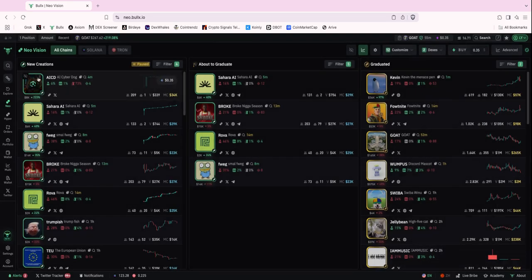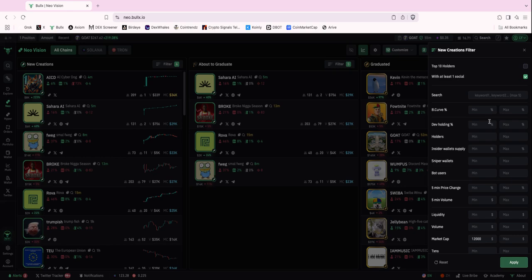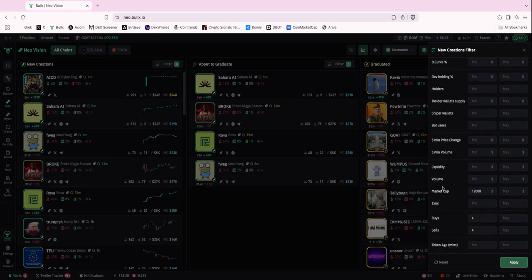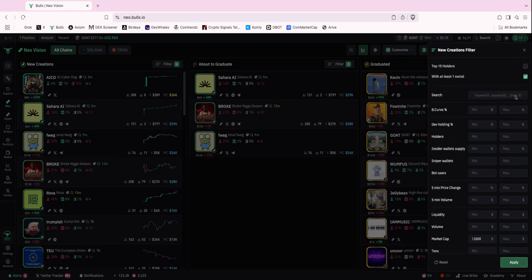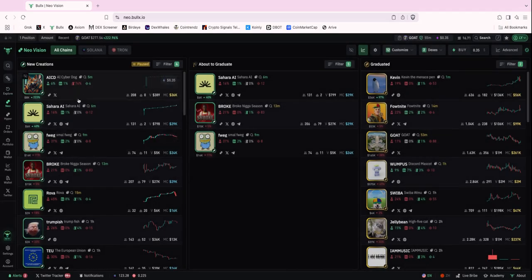And then here for new creations, I set this again with kind of minimal filters, but I set my market cap at 12,000, mostly because I don't want to see a ton of new coins that launch at 4 or 5,000 market cap. And then I do list 4 buys and 4 sells. This at least shows me that a few people have bought in and have sold. And it has a social. I don't usually trade from this column, but I do like to watch.